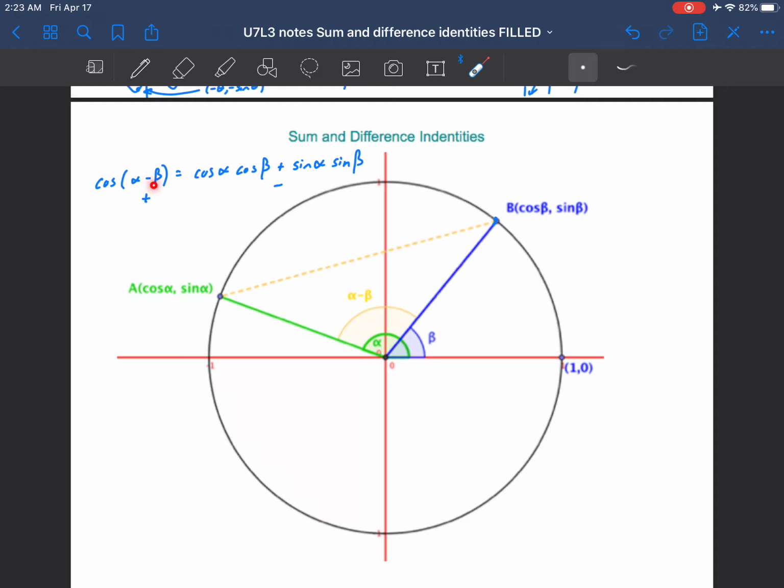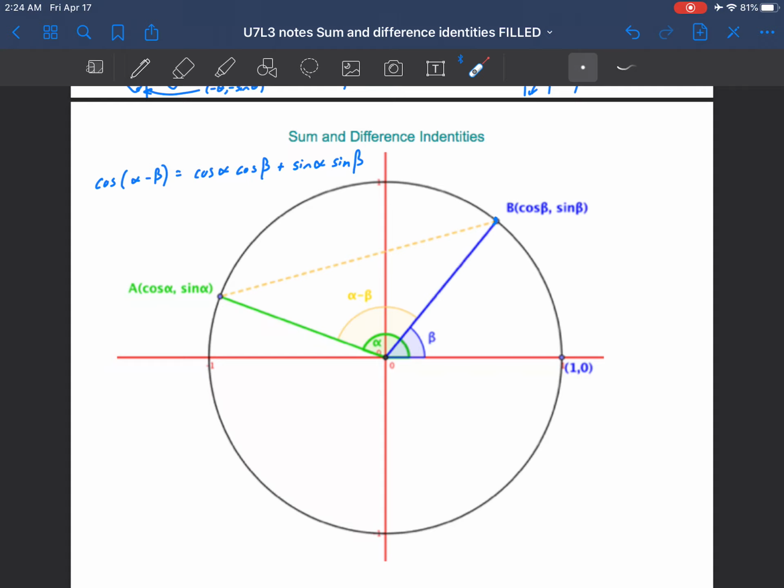Okay, so we'll start with the cosine of the difference is this, and let me get rid of this stuff. The way we're going to do this, we've got this picture set up for us. This green angle here is alpha. It's the unit circle because this point's (1, 0). And so this point right here is cosine alpha, sine alpha. That's point A.